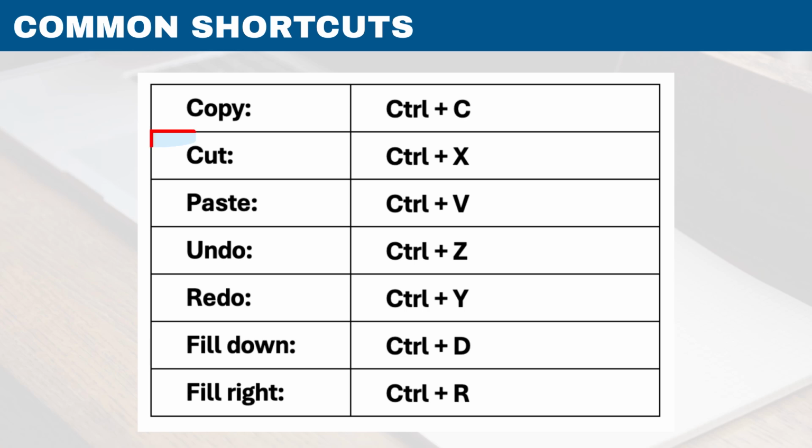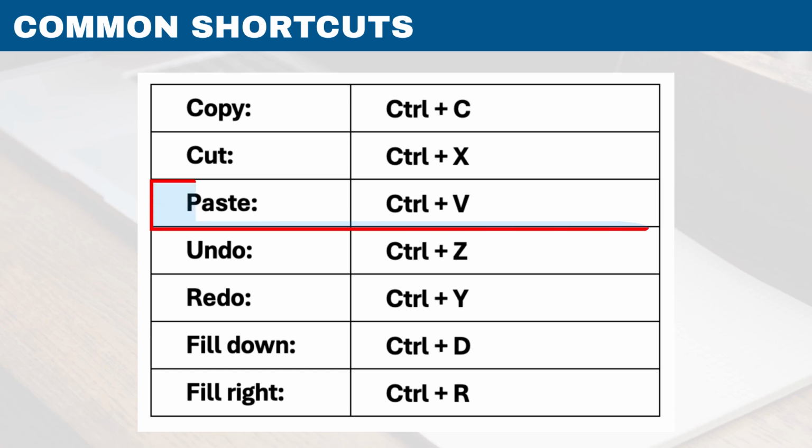To cut an individual cell or range of cells, select the cell or range of cells you want to cut and press the Ctrl and X keys simultaneously. The selected cells will be cut to the clipboard.